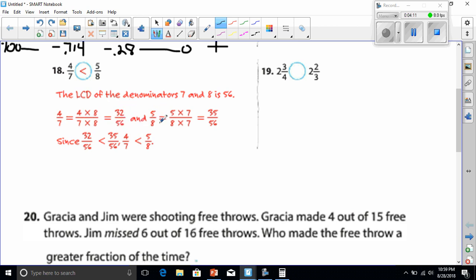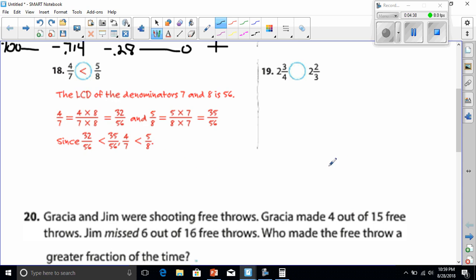Now, 5 over 8 becomes, again, we're going to multiply by the other one. So this time we'll have 7 times 5 and 7 times 8, and we get 35 over 56. Now we have to look at the numerators. Which one is bigger? Well, 32 is less than 35. So we can say then that 4 over 7 is less than 5 over 8.